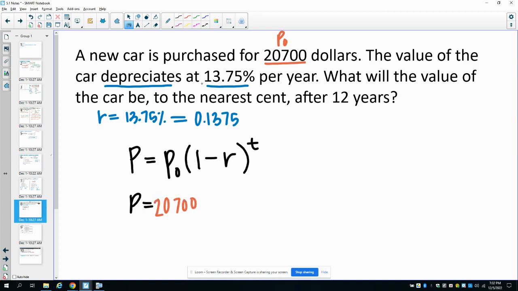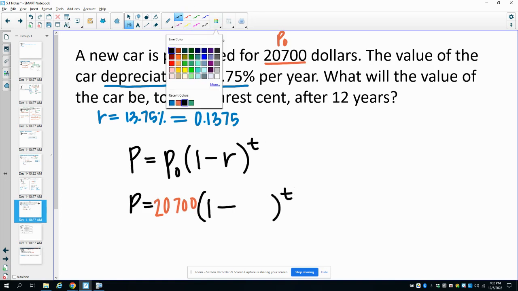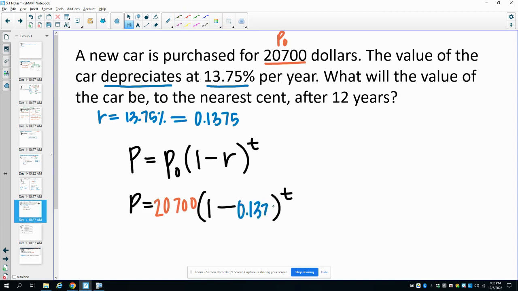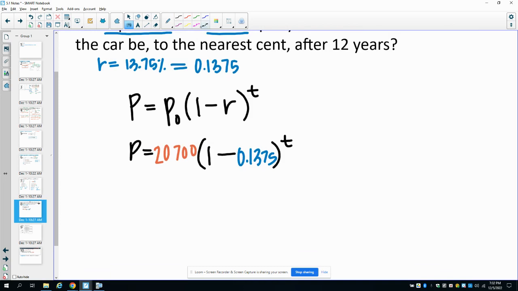So our value of our car is going to equal $20,700 times 1 minus this rate, and then to the T. And so our rate here is 0.1375. I'm just going to write the equation first, then I'll actually plug that value in. So here we're getting 20,700, and then we'll do 1 minus that rate. And so 1 minus 0.1375 gives us a growth factor of 0.8625.